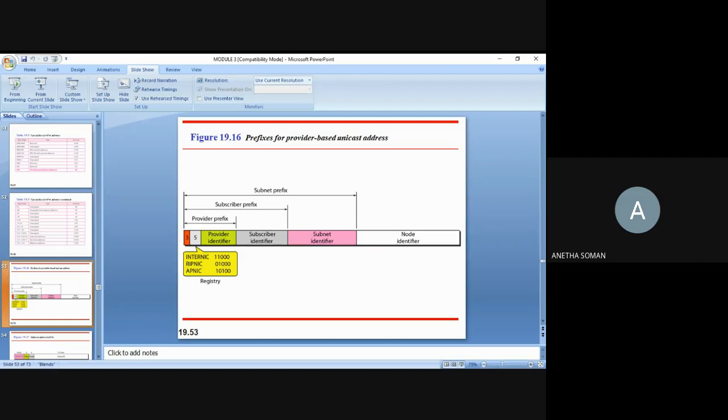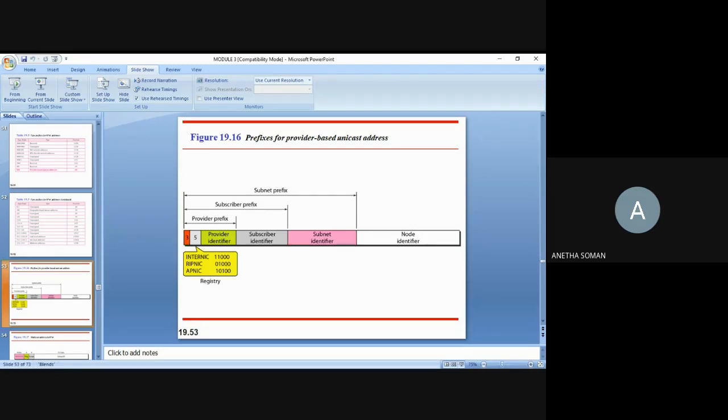Now, you will have two types of unicast address in IPv6. One is the geographically based unicast address. The other one is the provider-based unicast address. So two types of unicast addresses are there in IPv6: one is geographically based and the other one is provider-based. A normal host makes use of this provider-based unicast address.